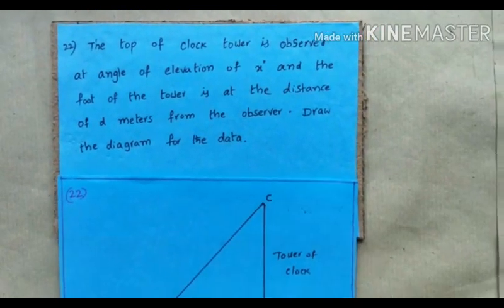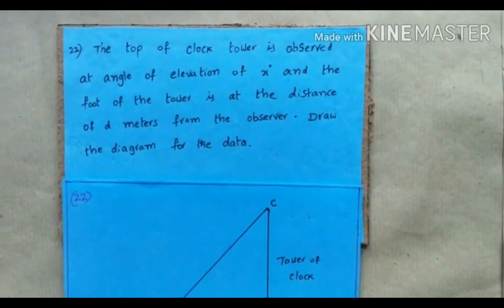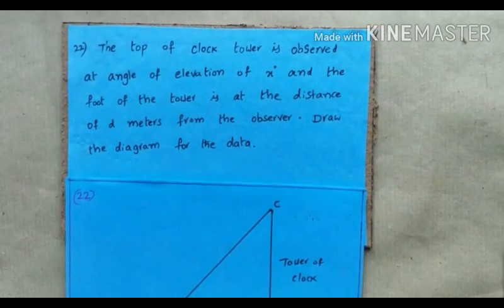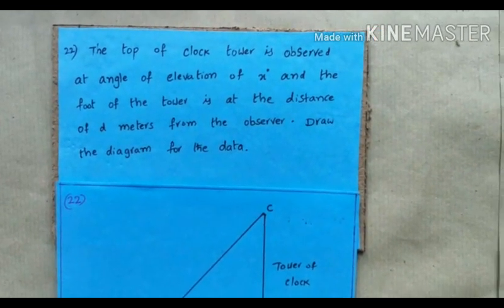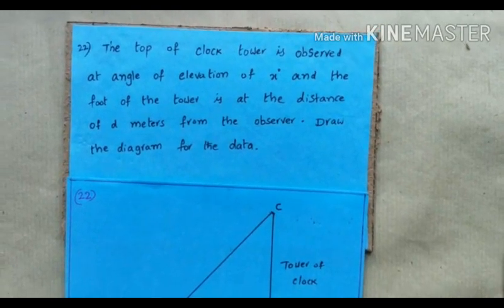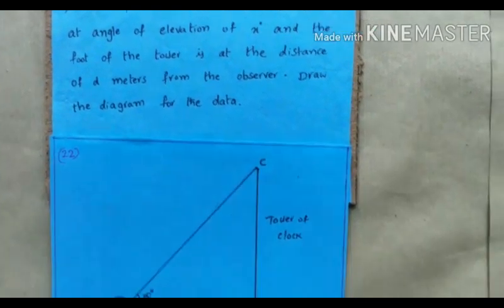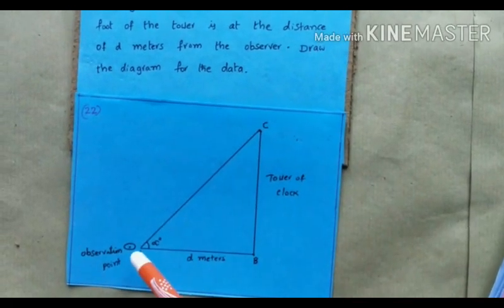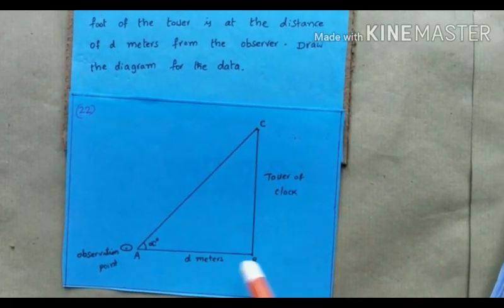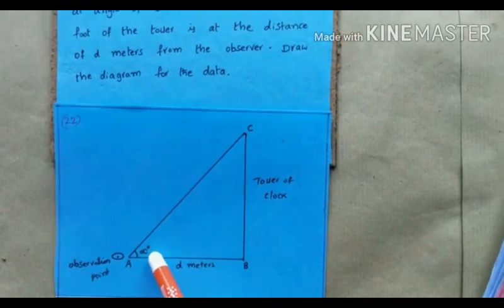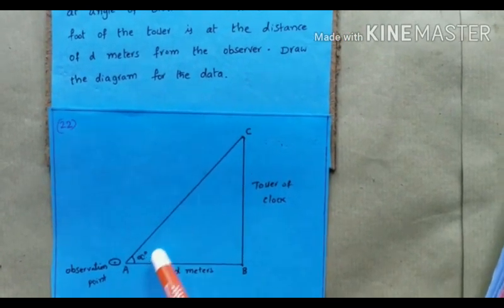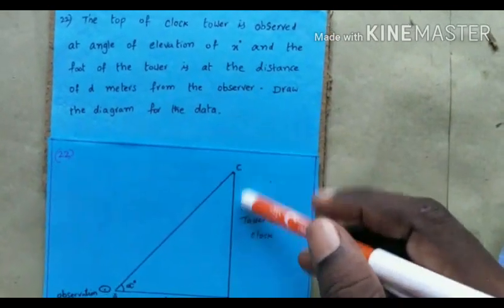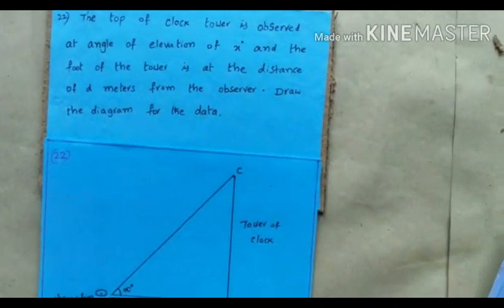22nd question. The top of the clock tower is observed at an angle of elevation of x degrees and the foot of the tower is at a distance of d meters from the observer. Draw the diagram for the data. So this is the diagram. This is the tower of the clock. This is the observer point. So the distance between A and B is d meters. So the angle of elevation is alpha degrees. So this is the relevant figure for the question.